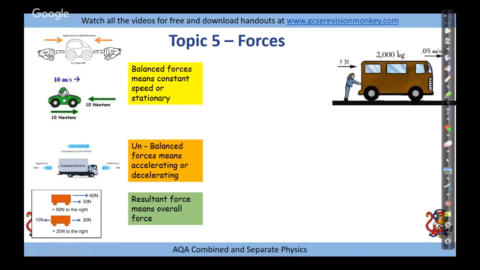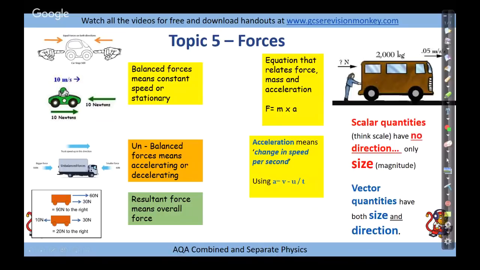Okay, so if we have someone pushing a vehicle or making something move because they're applying a force, we're going to be using F equals ma, force equals mass times acceleration. And acceleration means change in speed per second. It's how quickly the speed is changing each second. So acceleration equals final speed, take away start speed, divided by the time taken. Now, with forces, they may ask about scalar quantities or vector quantities. So, for example, time is a scalar quantity. It has no direction, it only has size. Whereas acceleration or a force would be a vector quantity because it has both size and direction.